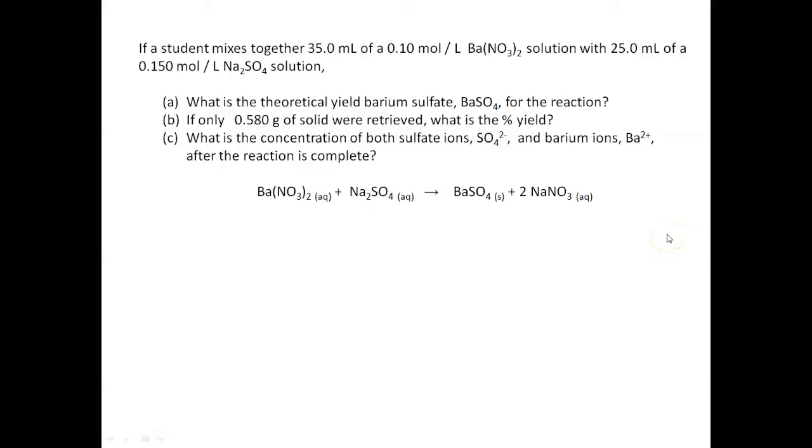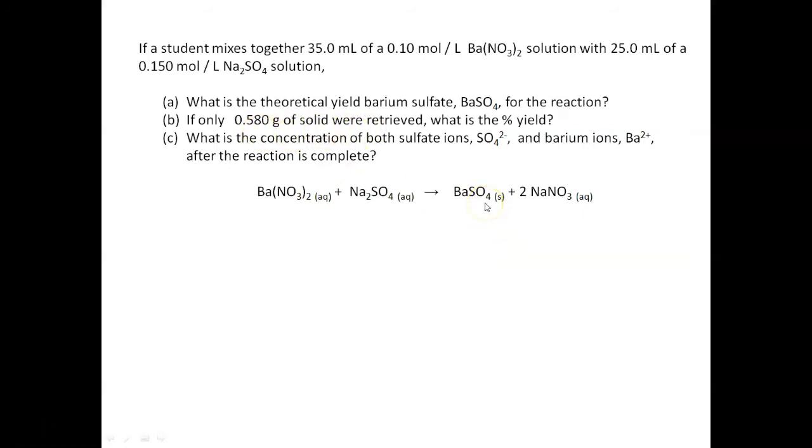Okay, what we're going to do is look at a type of stoichiometric question where I take two solutions. I'm going to take a barium nitrate solution and combine it with a second solution, a solution of sodium sulfate, and we look at our products. One of the things we're going to ask is, what's my theoretical yield? How much barium sulfate do I expect to get? And then if I get an actual yield of the salt, what's my percent yield?